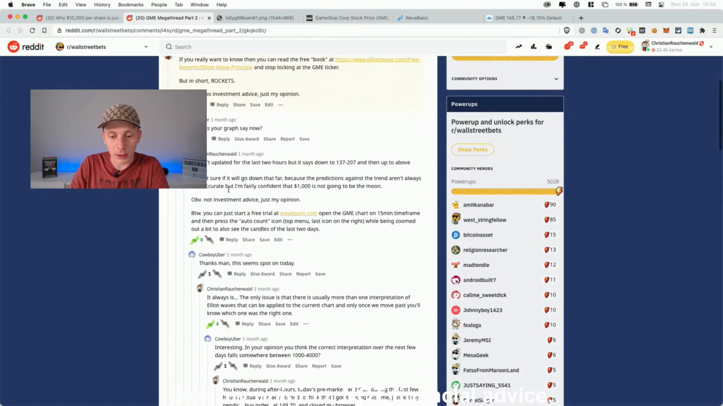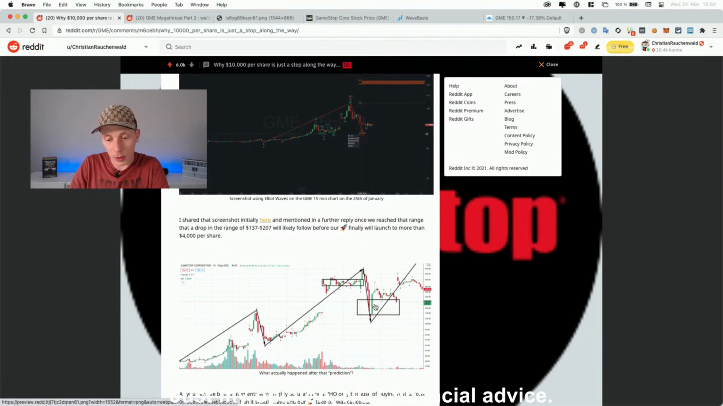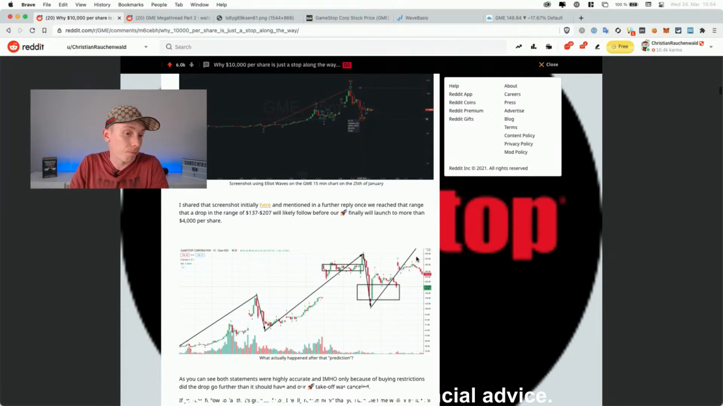And I wrote the comment that the next thing I see is that we go down to 137 to 207. And the next thing that happened is we went down there and even a little bit further. The only thing that we didn't have is the takeoff then because of the buying restrictions. So far within the GameStop trades, Elliott Waves already have been highly accurate.